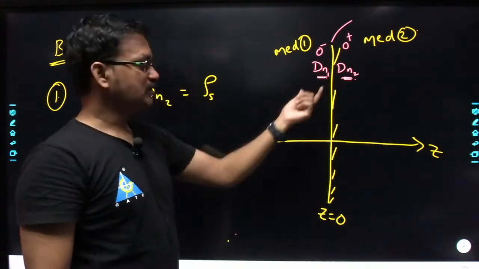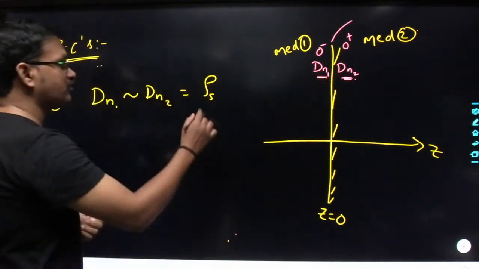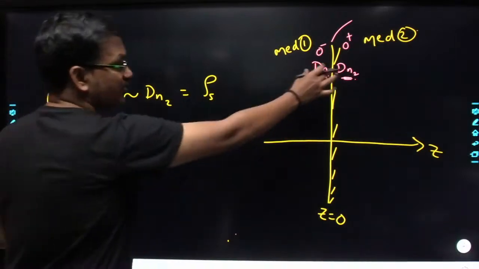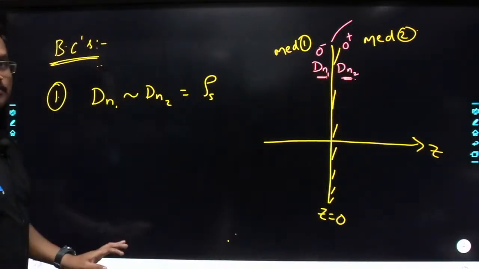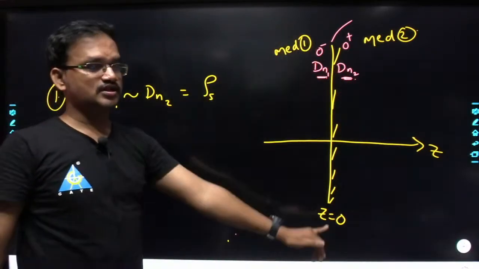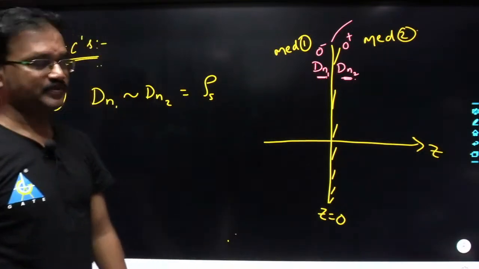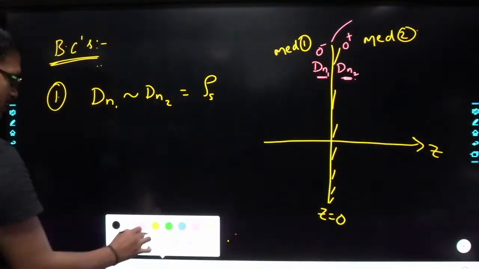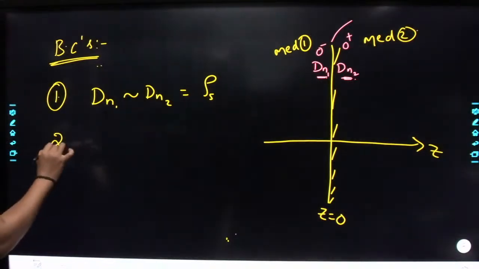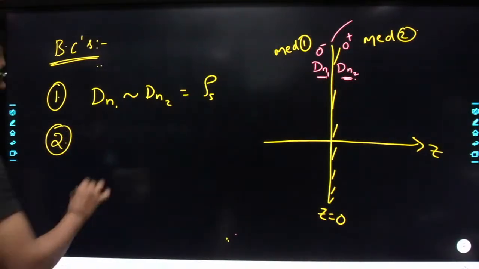Right, so that discontinuity is compensated by what? The difference between dn1 and dn2 is compensated by the surface charge densities that are present at the interface. Right, okay.